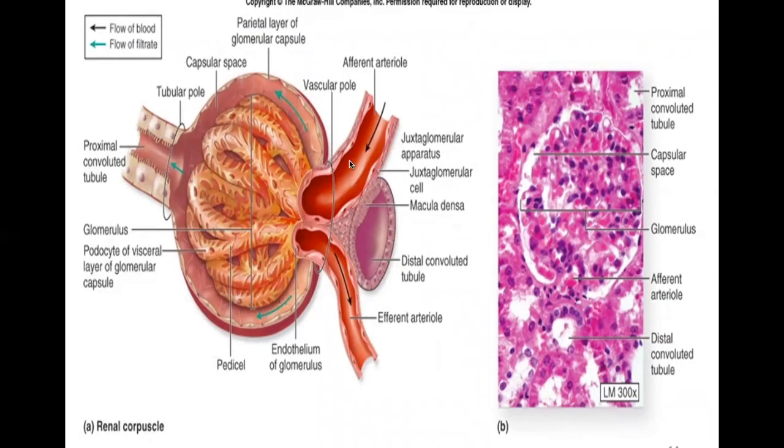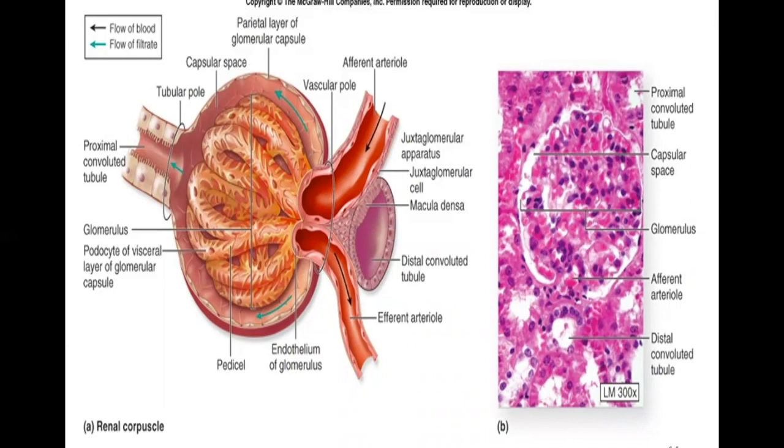The size of the red blood cells, white blood cells, and platelets is larger, and the wastes are squeezed out inside this capsule. And along with the wastes, water and useful glucose and other materials, other electrolytes also enter into it, and it enters into the proximal convoluted tubule.